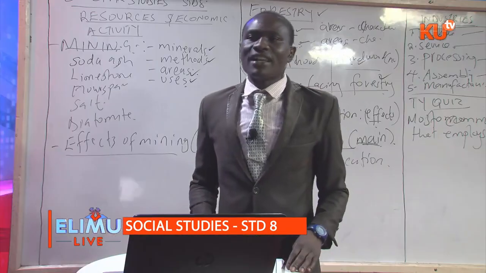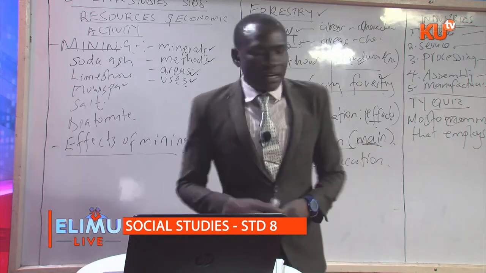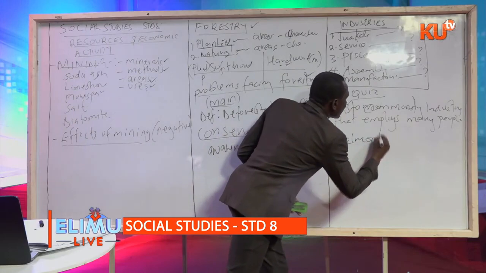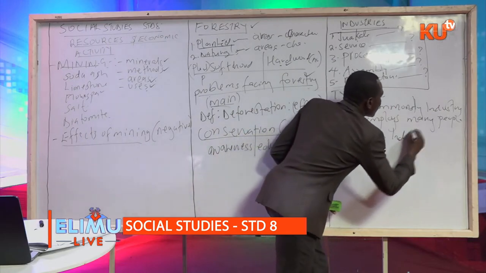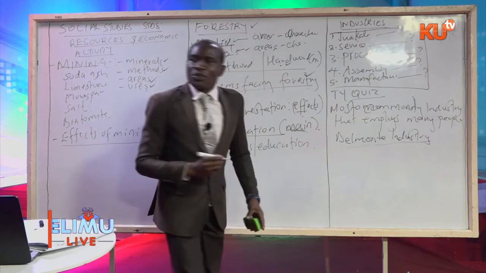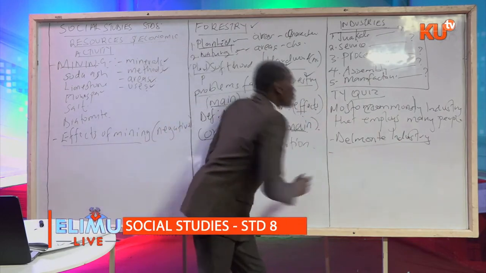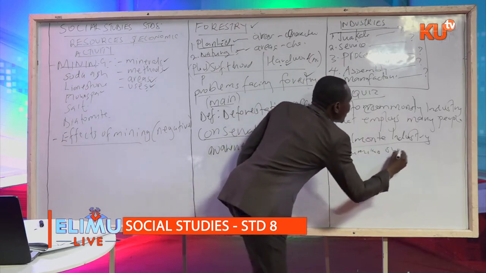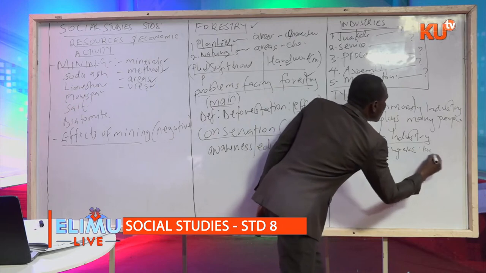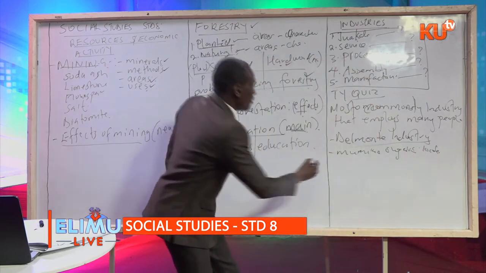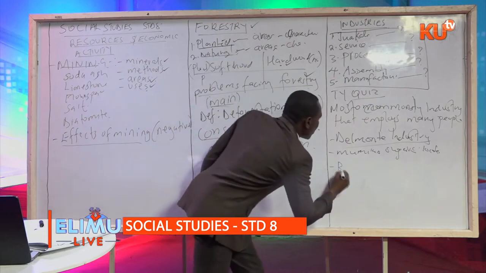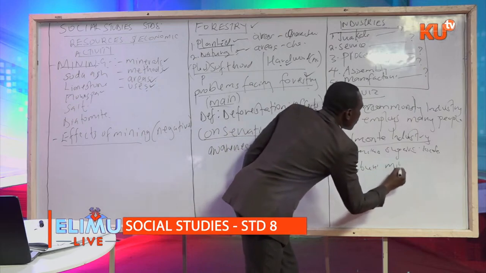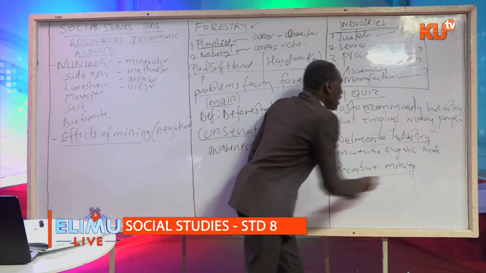For example, if a candidate is asked, why do you think Del Monte industry is located in Thika? That is a question on the industries. Also, why do you think Mumias Sugar Company is located where it is? And then lastly, there is a question that asks why do you think Bamburi mining is located there? Which reason leads to that?